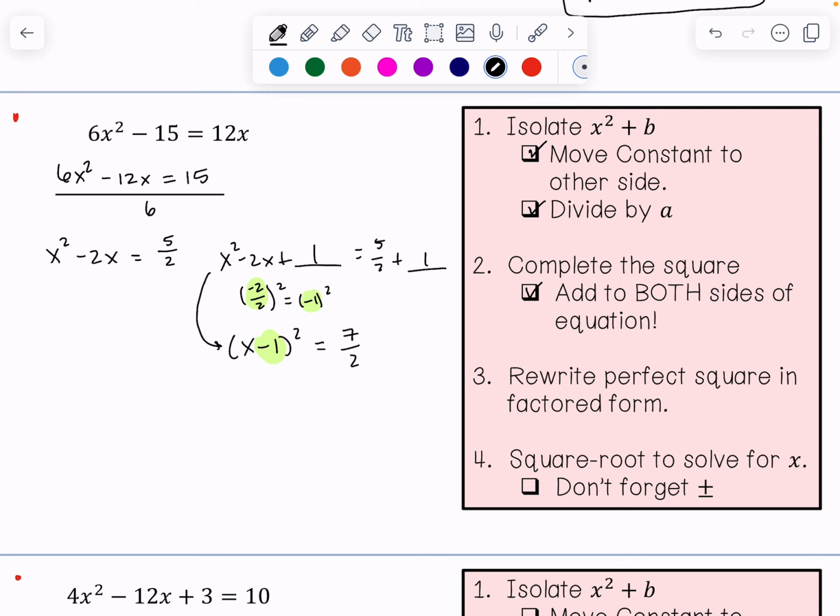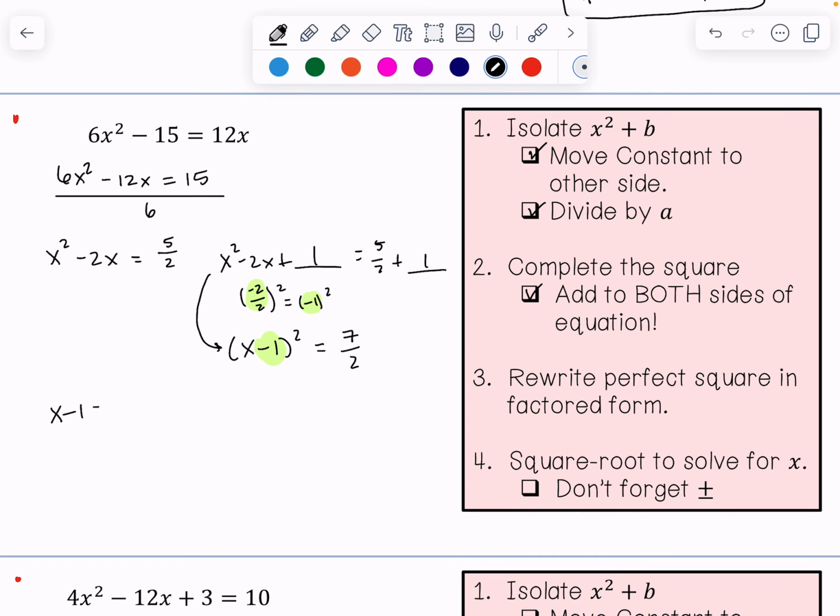Now, we're ready to just go ahead and solve. At this point, we square root both sides. So that gives me x minus 1 is equal to the square root of 7 halves. I would ask myself here, can I simplify these? Well, I don't actually know the square root of 7. It doesn't simplify further. Neither does the square root of 2. But hold on, I can't forget my positive or my negative. So I'm going to go back and say it's actually positive or negative square root of 7 over 2.